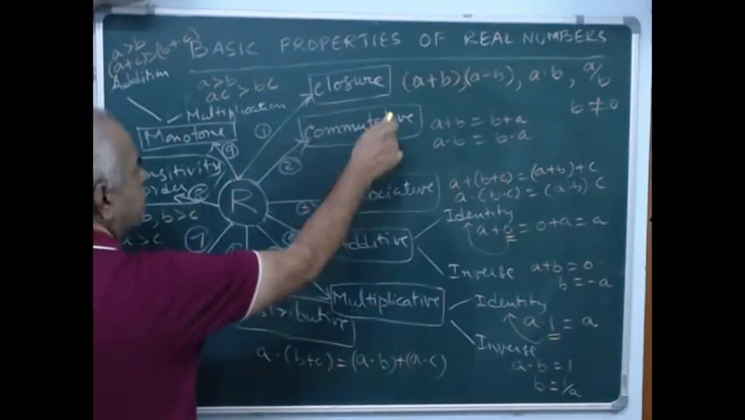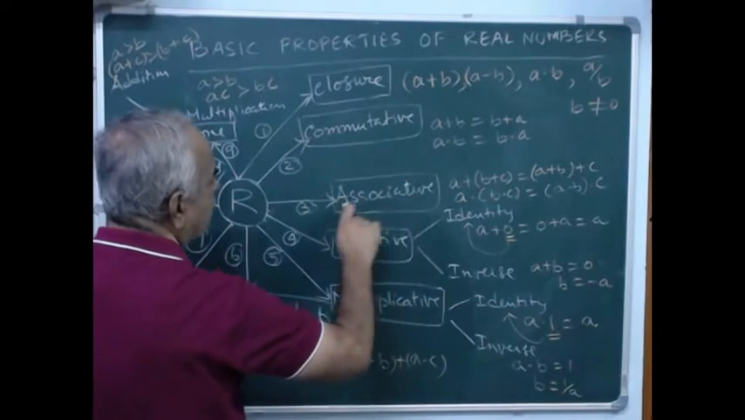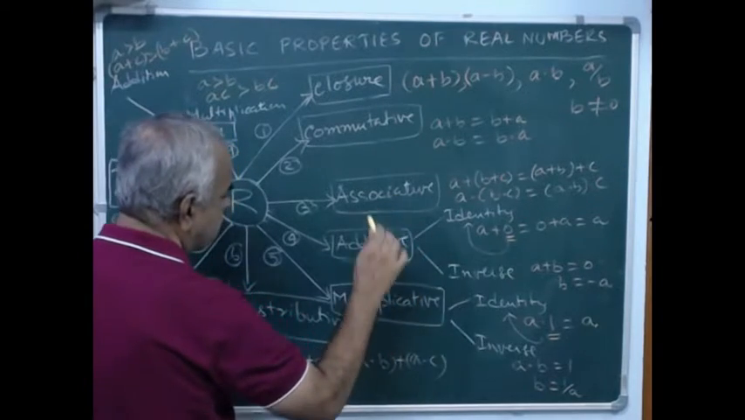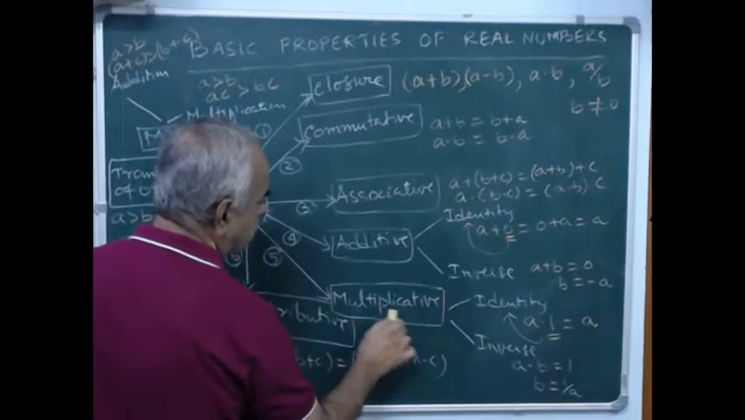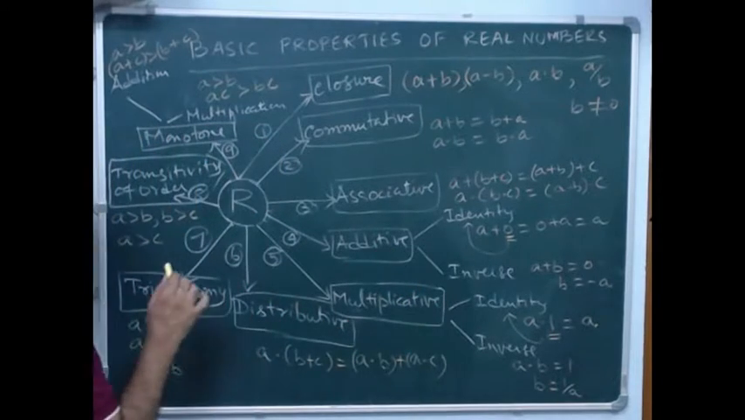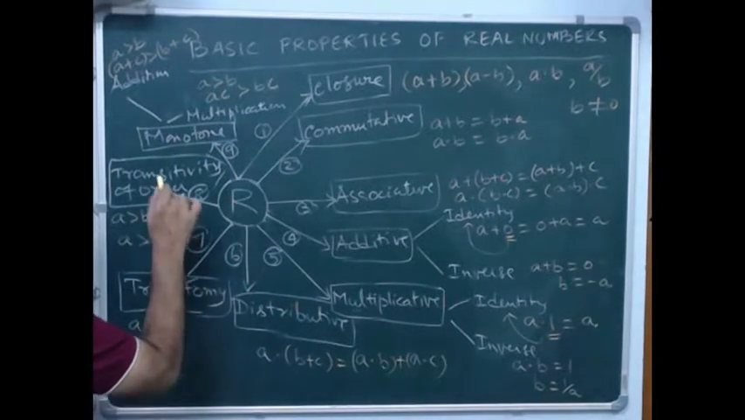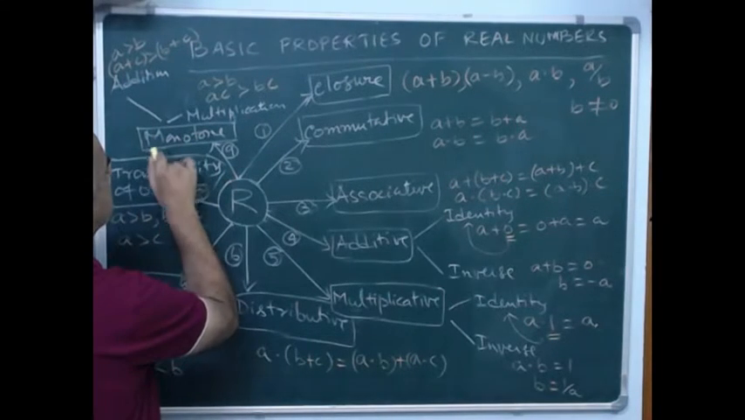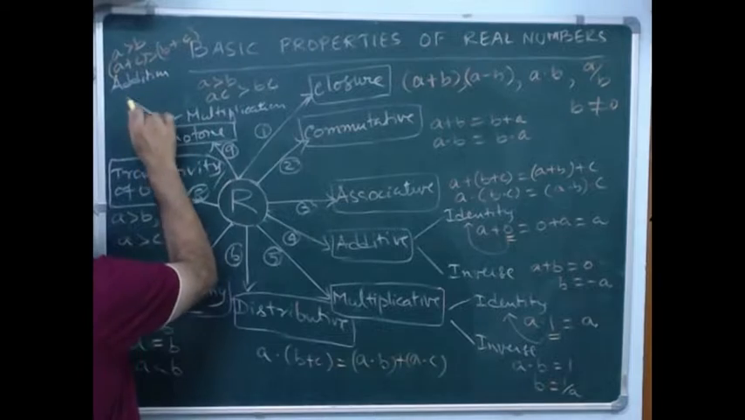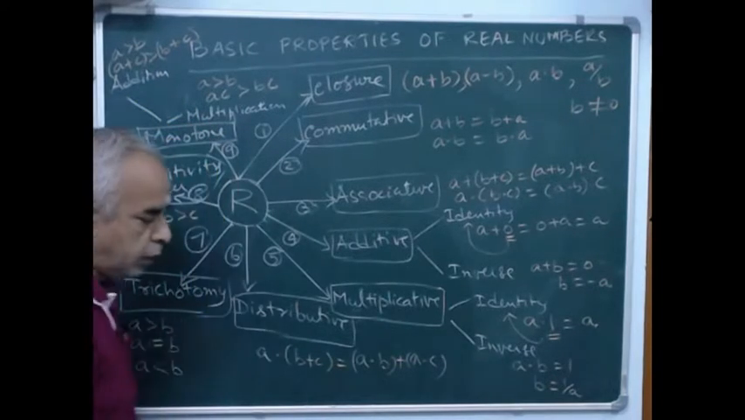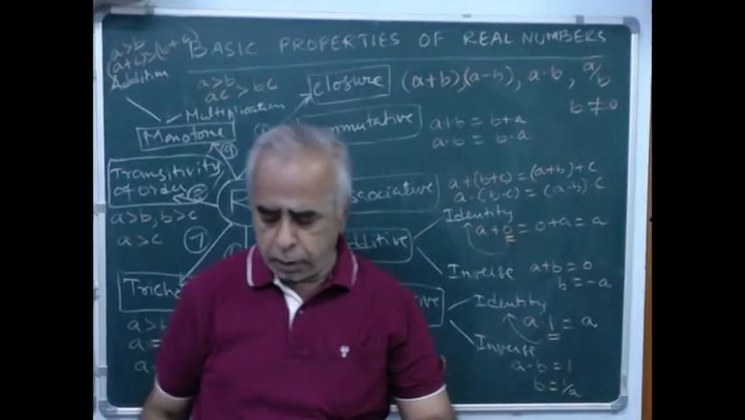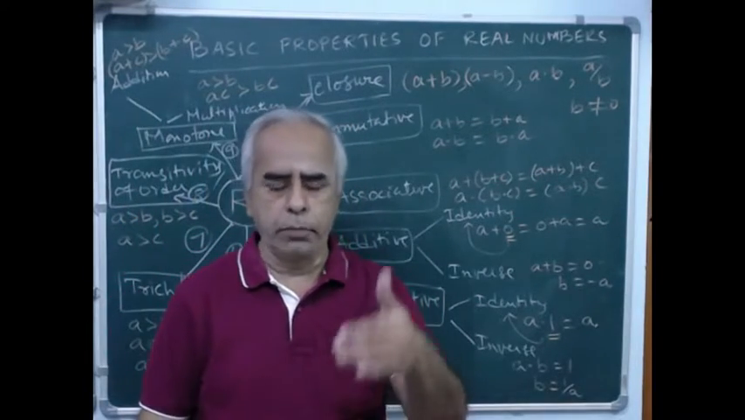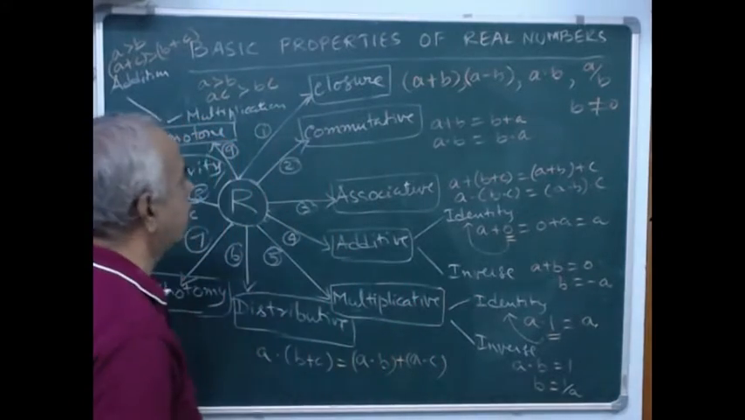So we have closure law, commutative law, associative law, additive identity, additive inverse, multiplicative identity, multiplicative inverse, distributive law, trichotomy, then transitivity of order, monotone addition as well as multiplication. Right? So we have these 9 sets of properties, the basic properties of real numbers. Let me discuss one by one with a suitable example also.